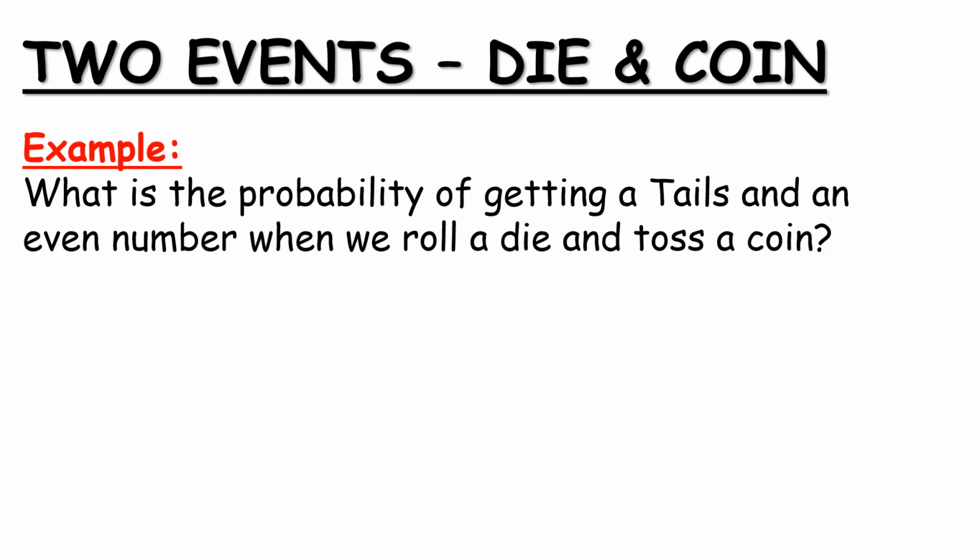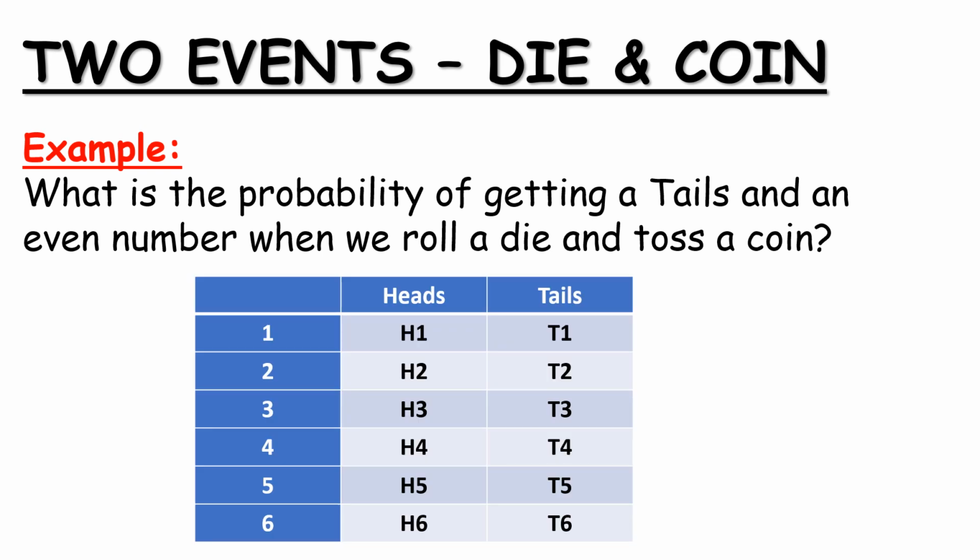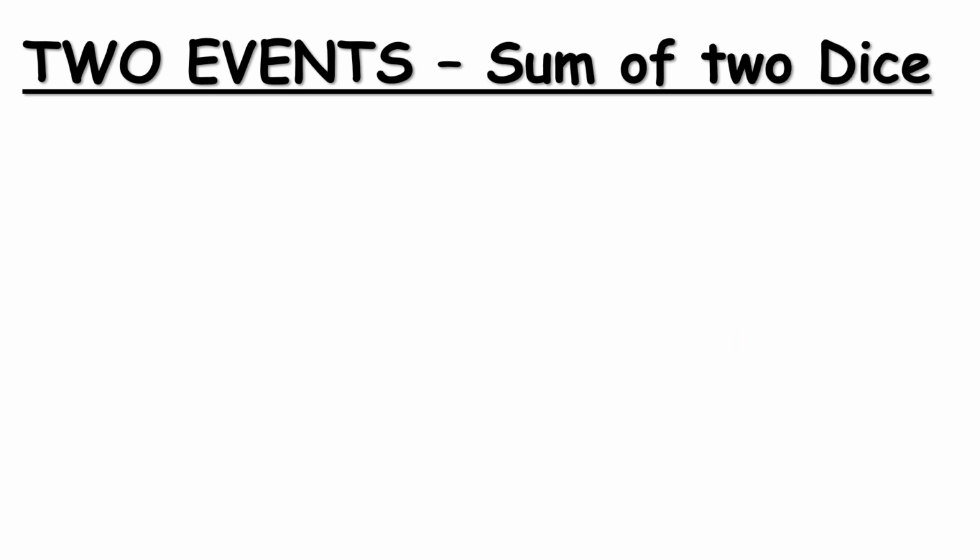So what's the probability of getting a tails and an even number when we roll a die and toss a coin? So let's go back to the same table and let's figure out everywhere we have tails and an even number. So we have tails in 2, tails in 4, and tails in 6. So that's 3 out of the 12 outcomes, but we always give our answer in the simplest form, so that simplifies down to 1 over 4.